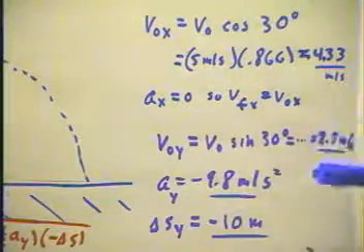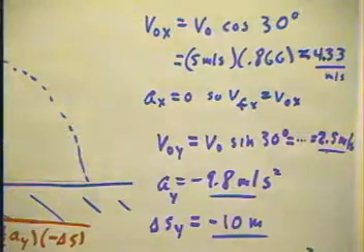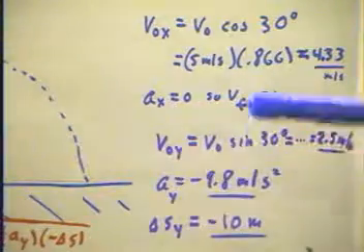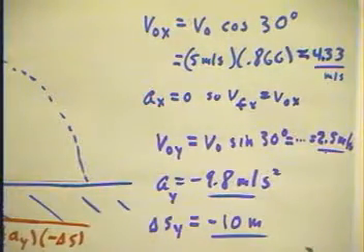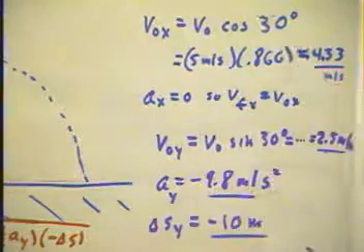We can analyze the y motion though. The initial velocity we've already calculated. The acceleration, of course, is negative 9.8 meters per second squared, and the total y displacement is negative 10 meters.